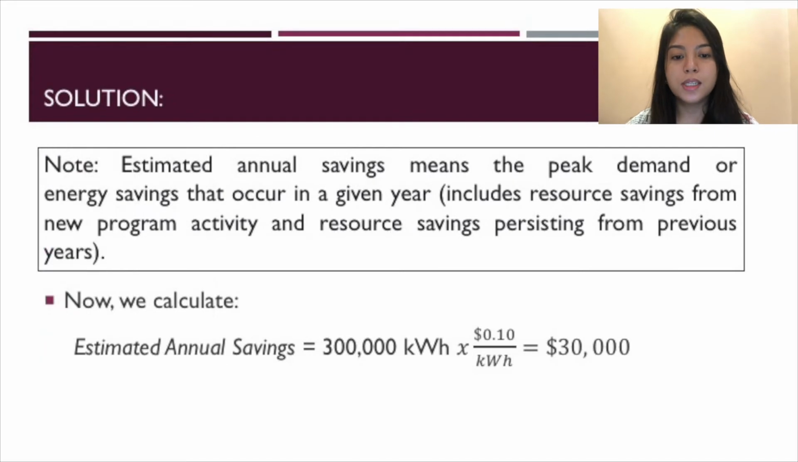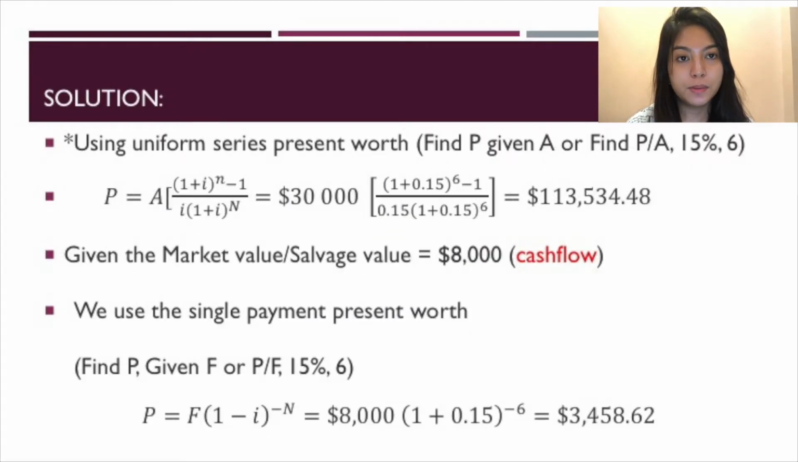Note that the estimated annual savings means the peak demand or the energy savings that occur in a given year. This includes the resource savings from the new program activity and the resource savings persisting from the previous years. To calculate the estimated annual savings, it is equal to 300,000 kilowatt hours multiplied by 10 cents per kilowatt hour, and that will be equal to $30,000. Now, using the uniform series present worth, we have to find P. We have a given A, using the formula P over A at 15% and 6.